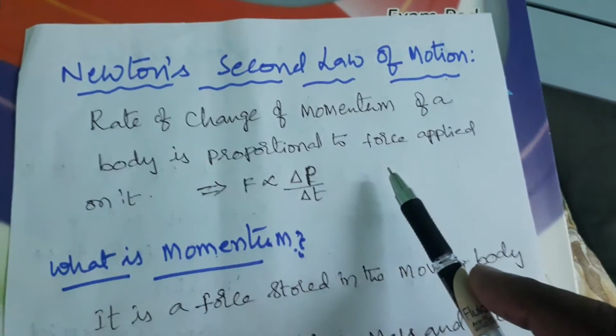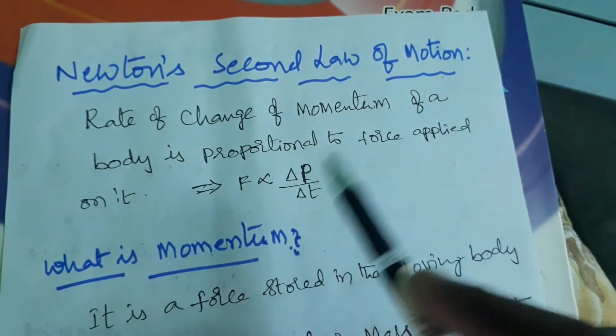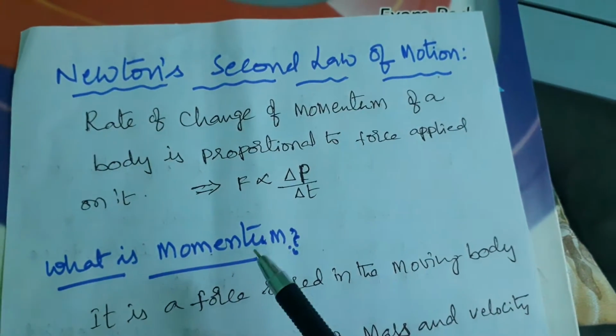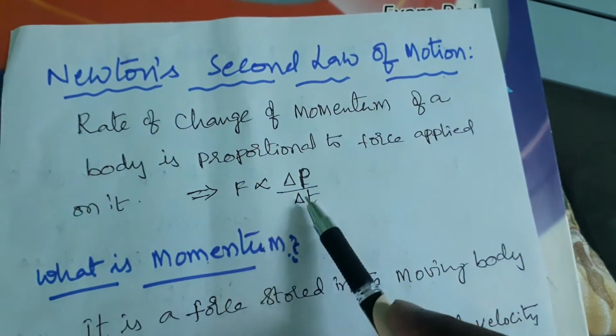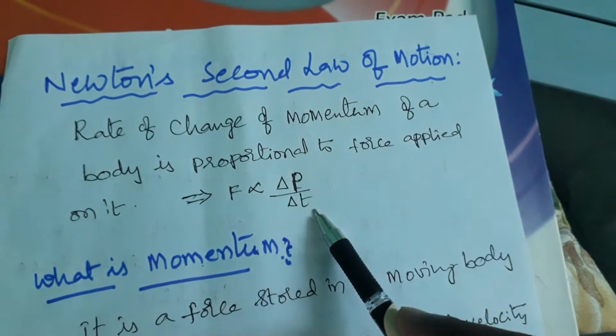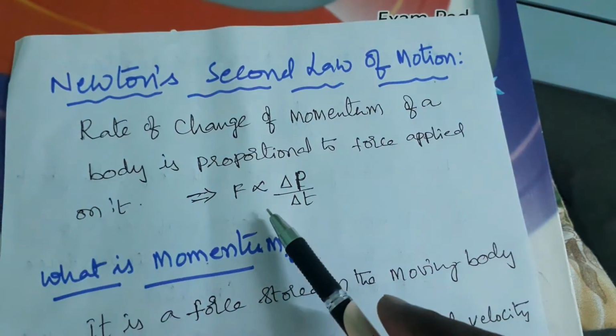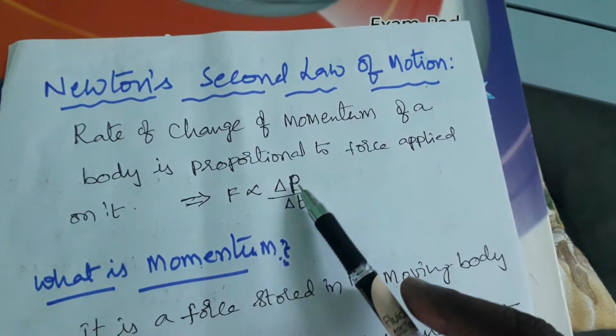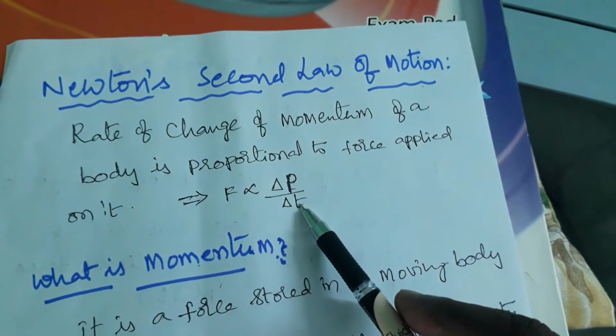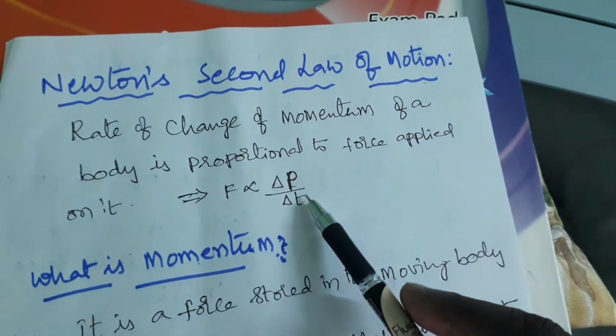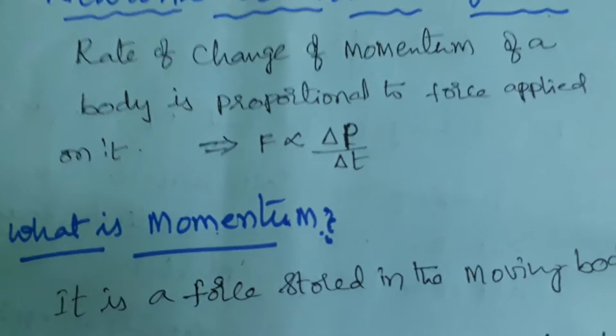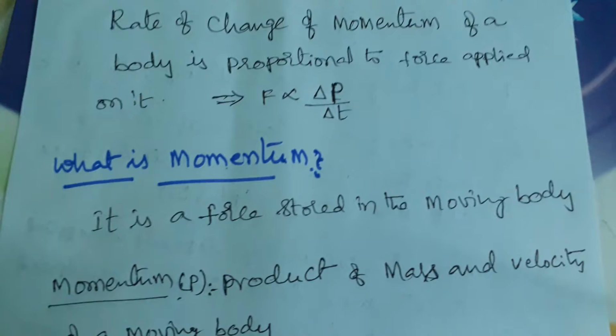Depending on the force applied, the rate of change of momentum is different. So F is proportional to the rate of change of momentum. In symbolic form, F is proportional to the change in momentum, delta p, over delta t, which means the rate of change of momentum.